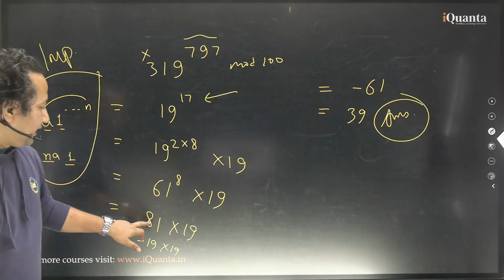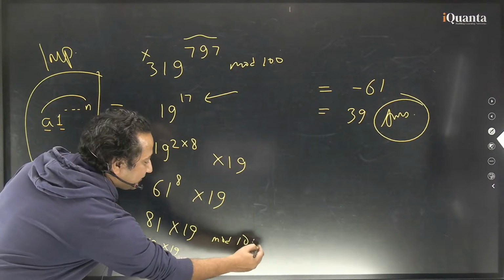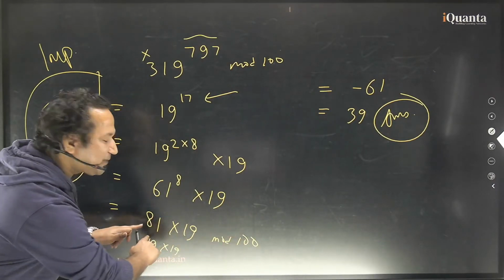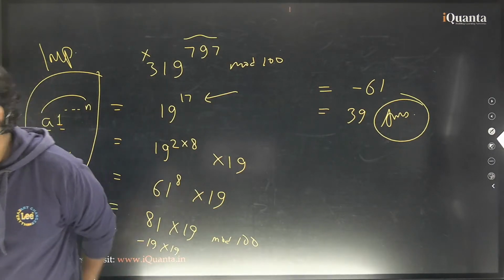हरित 81 इंटू 19, यहाँ mod 100 लिखा ही हुआ है. So I found the negative remainder, like 81 if divided by 100, the negative remainder is minus 19 because 81 is 19 less than 100. Clear? Harit?